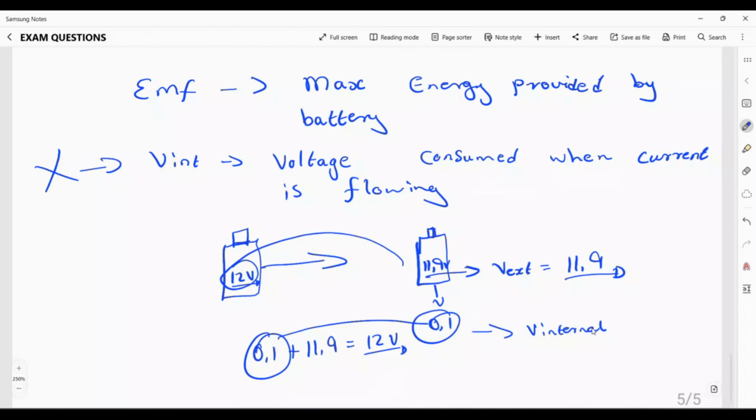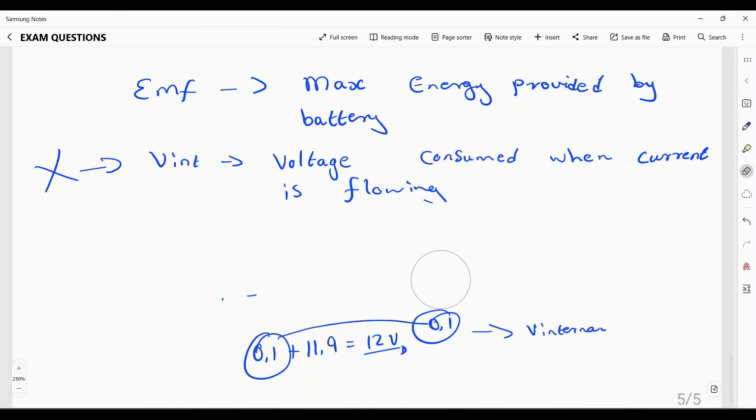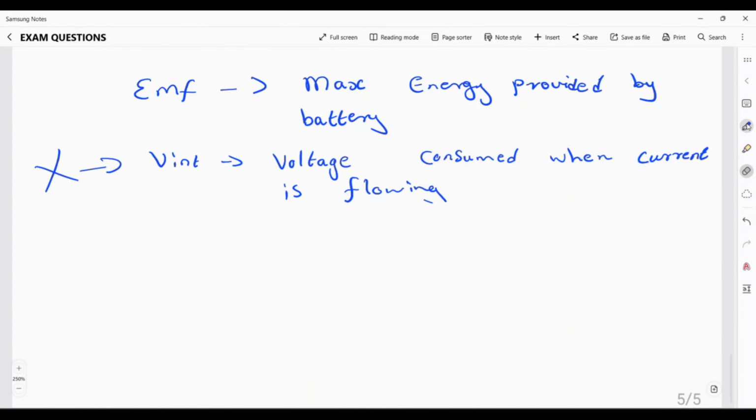So what normally happens is that when they ask these questions, they do it in two ways. Sometimes they will say the voltage, and you will have your EMF. Let me use the same explanation.